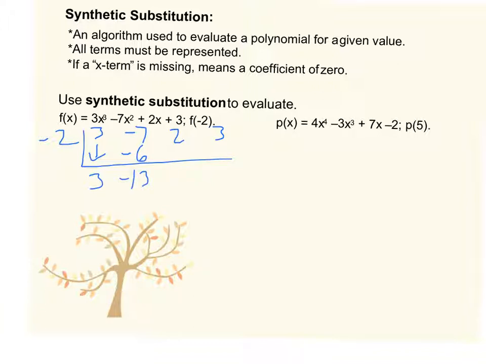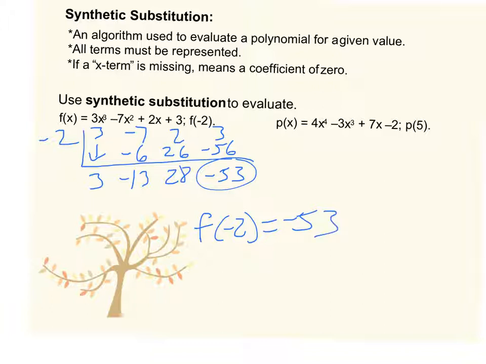And then again, I'll take the negative 13 and multiply it by negative 2. And I get 26. Okay? 2 plus 26 is 28. Times negative 2 is negative 56. And I get negative 53. And I'm kind of out of space. Okay? What this means is that if I were to plug negative 2 into this polynomial, I would get a y value of negative 53.